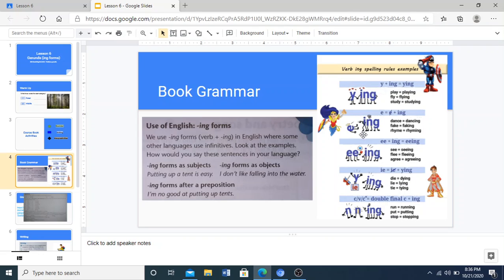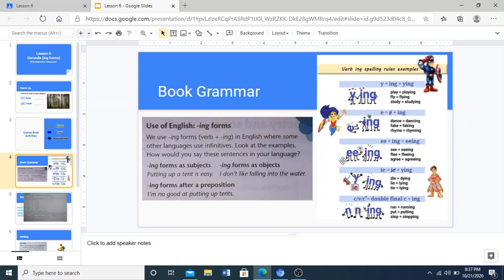If the word ends in e, if the infinitive of the verb ends in e, you eliminate the e. You remove the e, then add -ing. For example, dance becomes dancing. The e is eliminated and -ing is added. Whenever you are dealing with infinitives that end in e, you have to remember this rule. Take away the e before adding your -ing. Fake becomes faking, and rhyme becomes rhyming, eliminating the e in both cases.